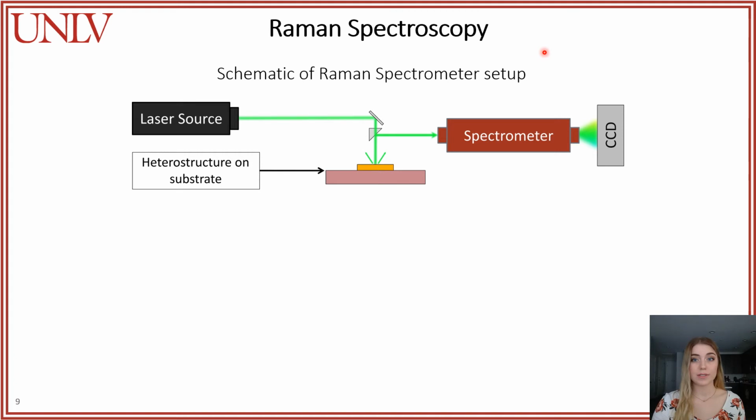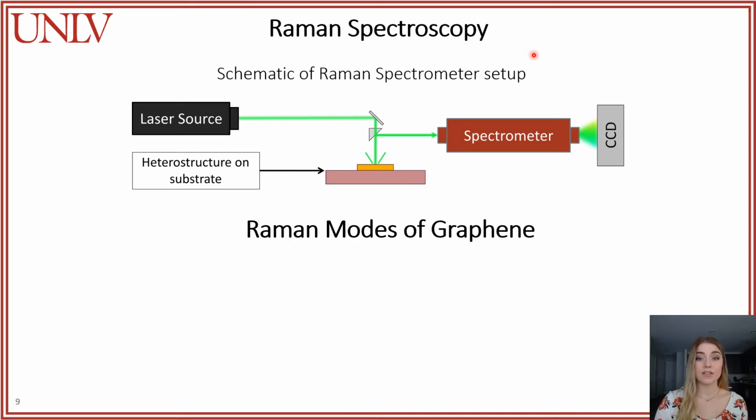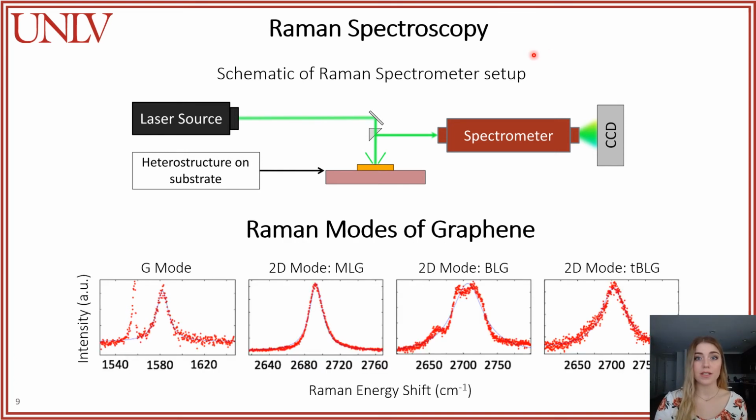This shift in energy gives us information about the vibrational modes of the crystal, which we call Raman modes. Graphene has 2 characteristic Raman modes. The first is the G mode that has an energy shift around 1580 inverse centimeters. And the 2D mode, which we are primarily interested in, has an energy shift around 2700 inverse centimeters. These are plotted using a continuous distribution function, and the widths of these peaks tell us a lot about the thickness of graphene.